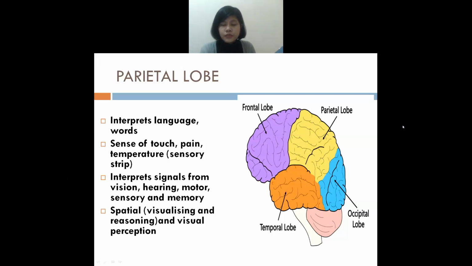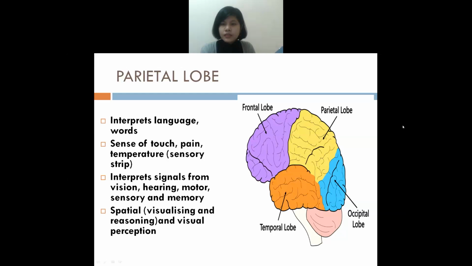Next is interpret signals from vision. What does that mean? If you see something far away from you, or if you just see the view of something, you'll be able to know what is happening or what is going to happen. So interpret signals from vision means you'll be able to know what will happen to you or what will actually happen. Next is hearing.